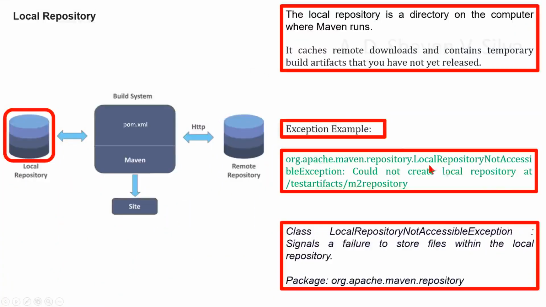Here, the LocalRepositoryNotAccessibleException signals a failure to store files within a local repository, and this is in package org.apache.maven.repository. And here you can see: could not create local repository at /test/artifacts from /.m2/repository.